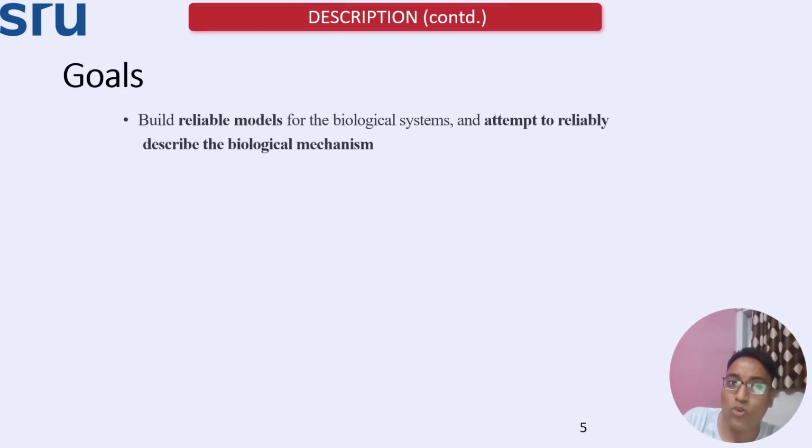But what is the ultimate goal here? The goal is to build a reliable model of the biological systems and attempt to reliably describe the biological mechanism. From whatever the data set you consider, whatever the things are there, you try to build up a mathematical model, probably the best model ever built from that data set. That is the ultimate goal.